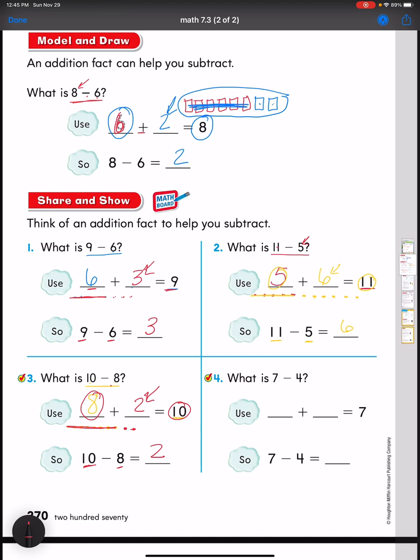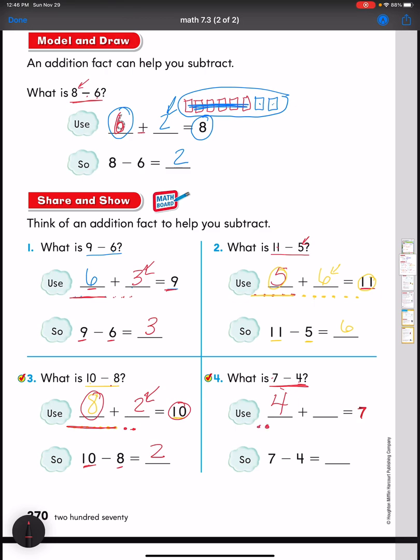Number 4, 7 minus 4. We're going to use addition to help us solve this problem. So 7, they've already put it for us here. I'm going to take 4 and I'm going to put it as my first number. I need to figure out 4 plus what will equal 7.